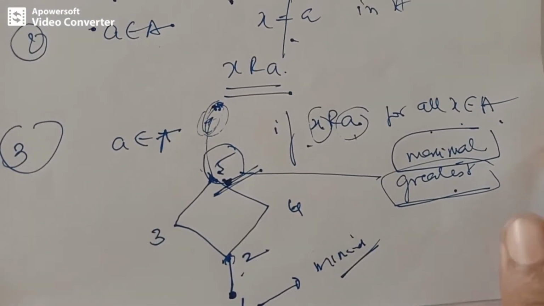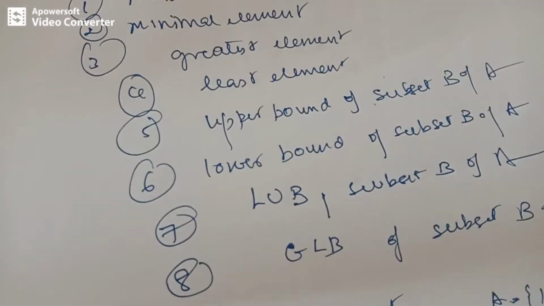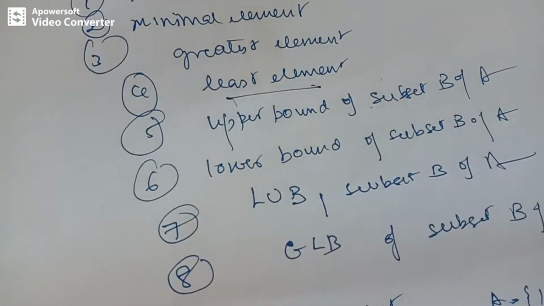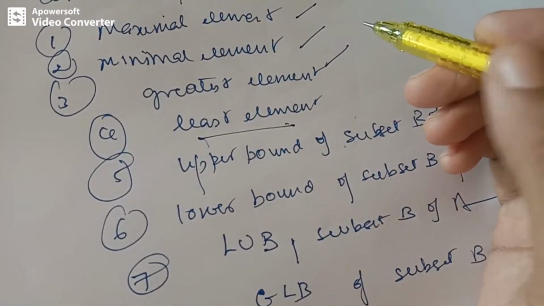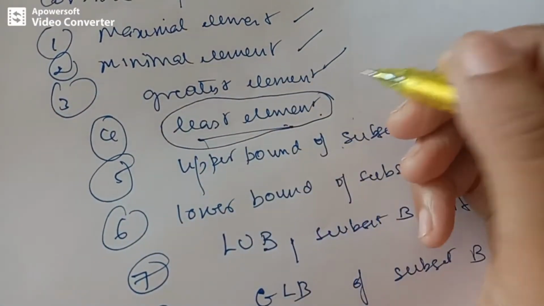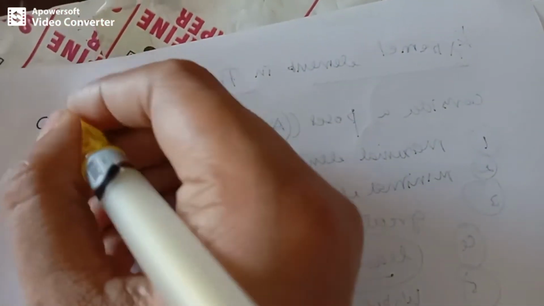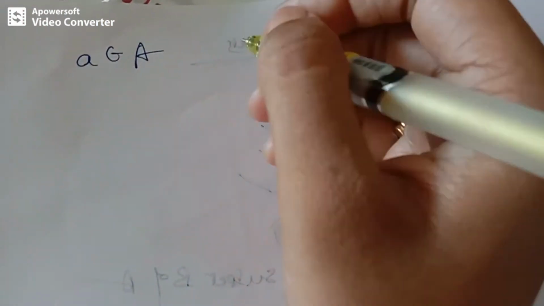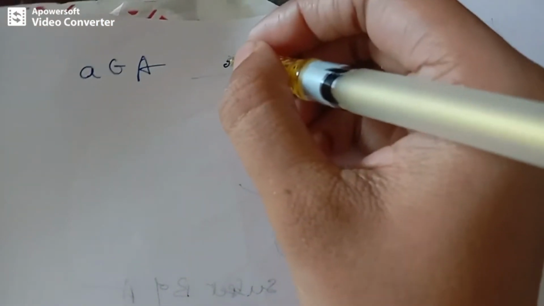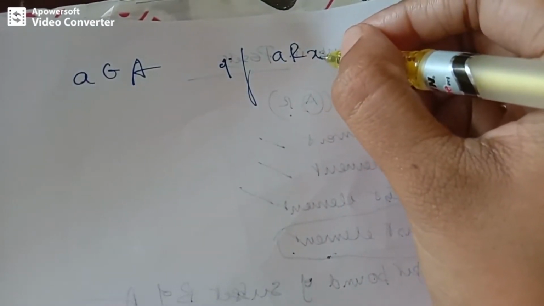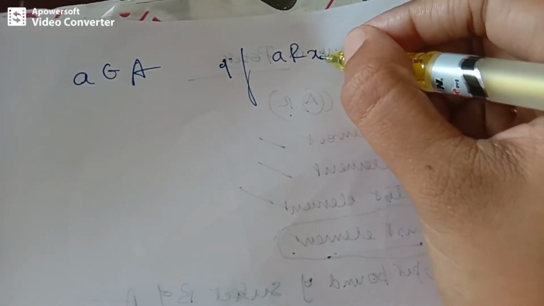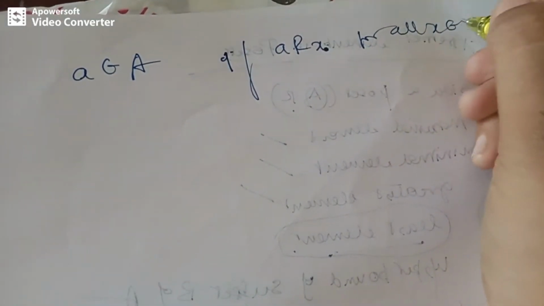And what we can say about the least element: now we are covering this fourth concept. We have already completed studying these three concepts with the help of an example. So what is meant by least element? An element A, which belongs to that particular set A, is called the least element of A if A is related to X for all X belonging to A.